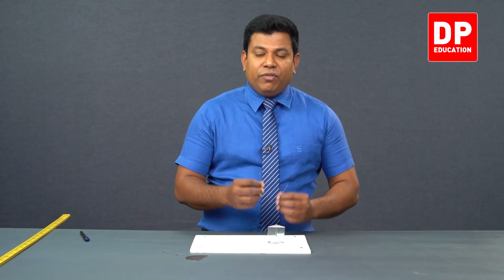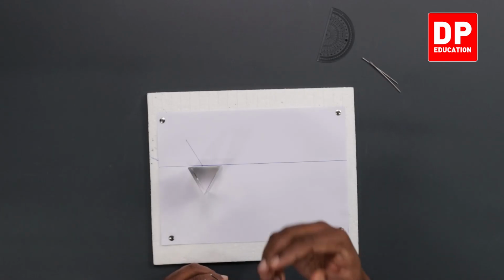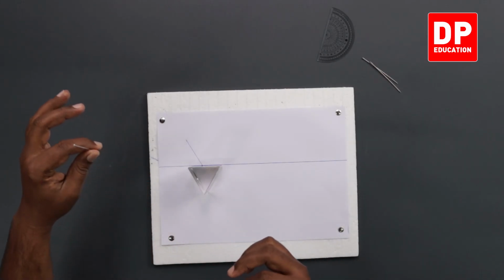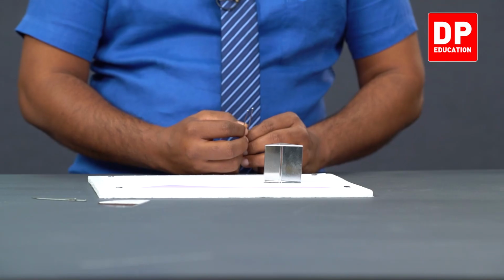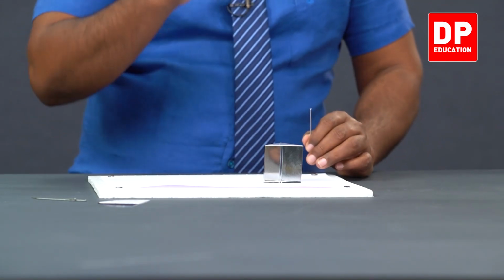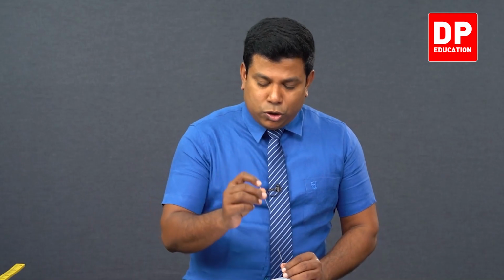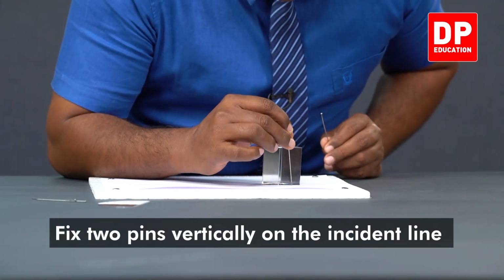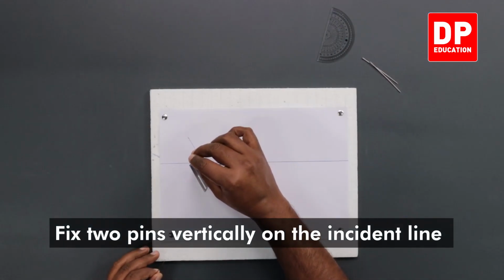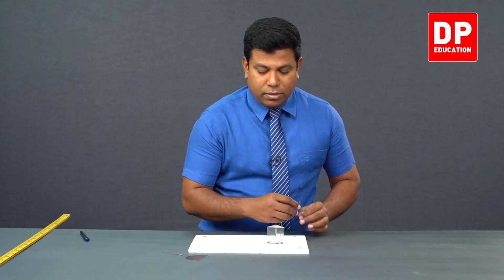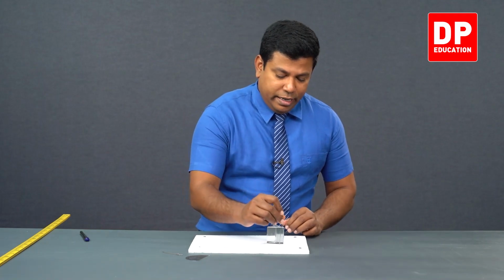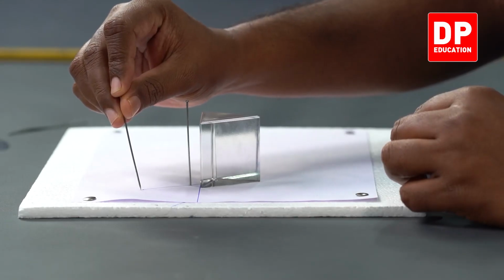Why do we do that? If you fix the pins closer, then the possibility of error is high. When you fix them at as much distance as possible, you can minimize the error. So, let us fix it. Let us fix one pin closer to the prism, and the other pin as far as possible from the prism. Let me fix the first pin close to the prism. Let us fix the other pin at as much distance as possible.